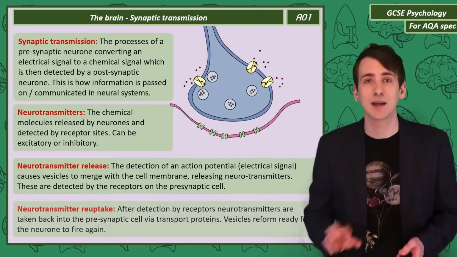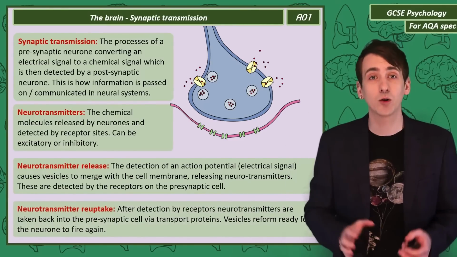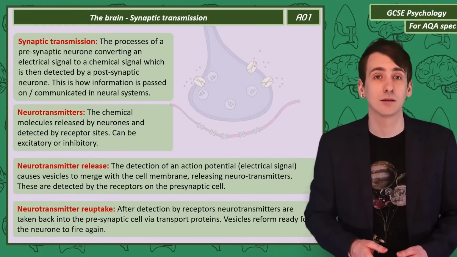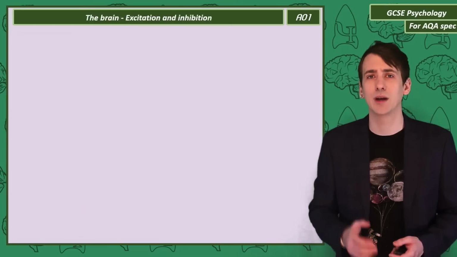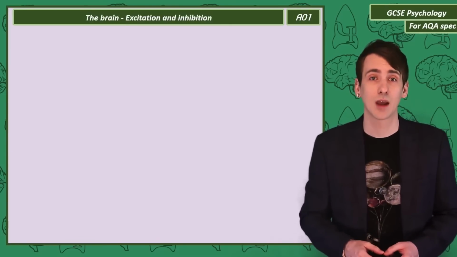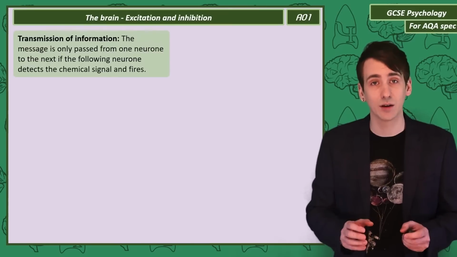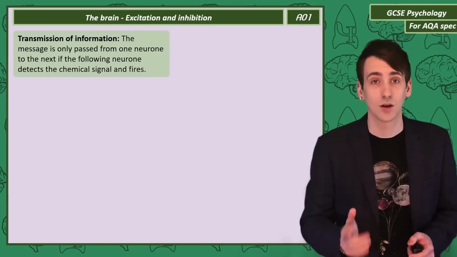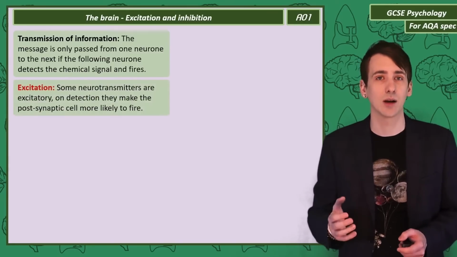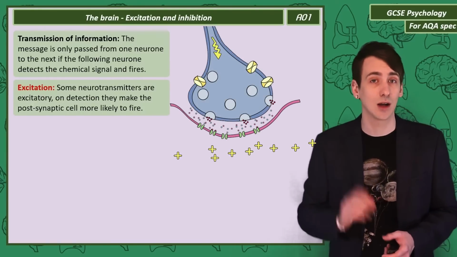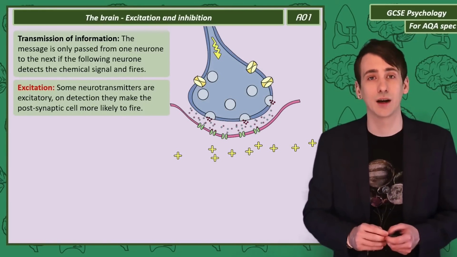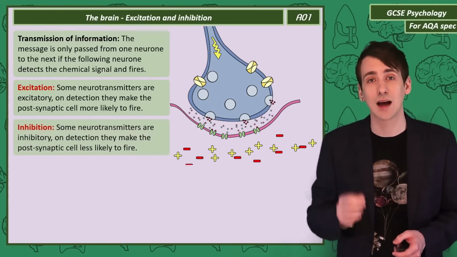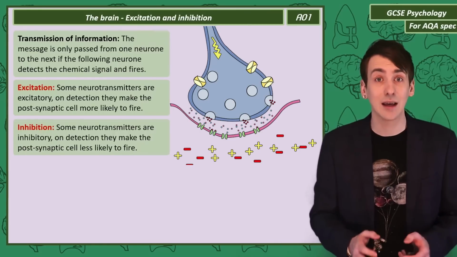The neurotransmitters need to be taken back into the presynaptic cell. There are transport proteins to actively do this, so that the synapse is ready to fire again. Now, I said I'd say a little bit more about neurotransmitters being excitatory or inhibitory. The electrochemical message will only be sent on if the postsynaptic cell detects the chemical message and then fires. So, some neurotransmitters are excitatory. This means that when they're detected by the postsynaptic cell, they make it more likely to fire, and this is called excitation. But some neurotransmitters, when detected, make the postsynaptic cell less likely to fire, and that's inhibition.